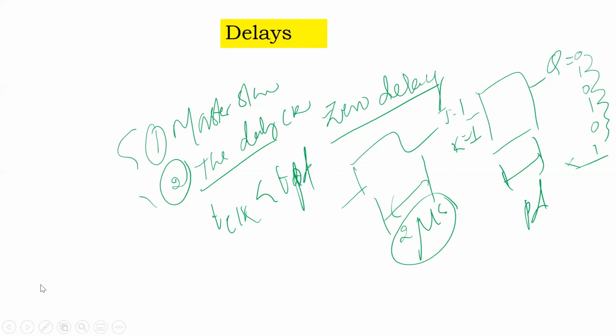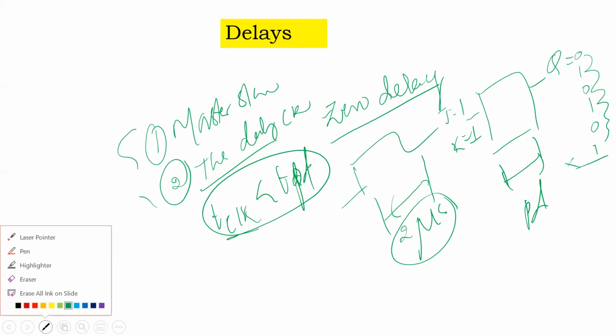Okay, so that is what we are changing, the delay here. Sometimes the designer may be interested to change the delay, introduce some delay. Then how can he or she introduce the delay? In the program, how can you write the delay? Okay, we'll see now.